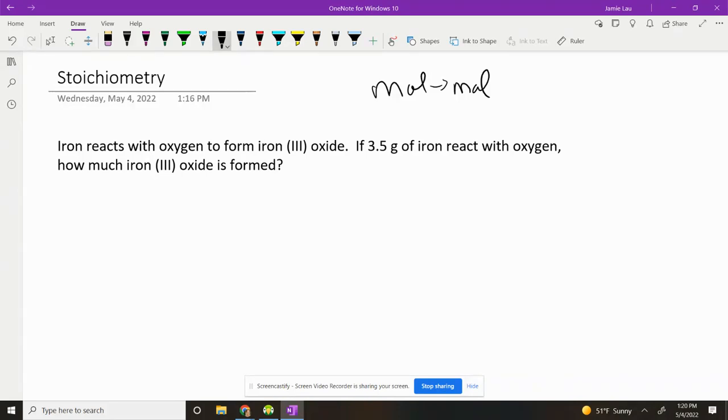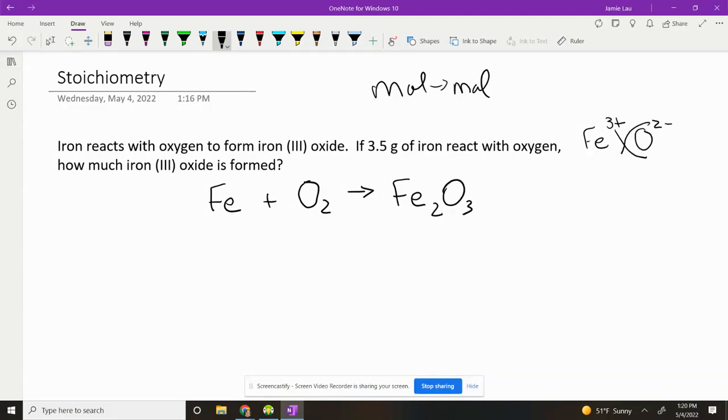So the first problem: iron reacts with oxygen to form iron 3 oxide. Before I even look at numbers, I know for stoichiometry to happen, I must have a balanced equation. So to write this, iron is just Fe, reacts with oxygen. Remember, oxygen is one of the diatomics, so it's O2, to form iron 3 oxide. In iron 3 oxide, iron is going to be 3 plus, oxygen's 2 minus. So we're going to flip the numbers to get Fe2O3.